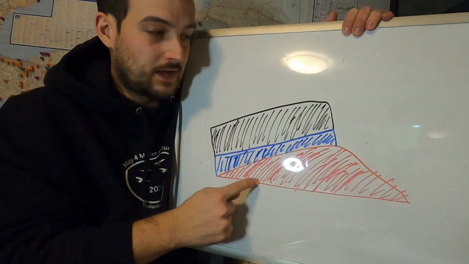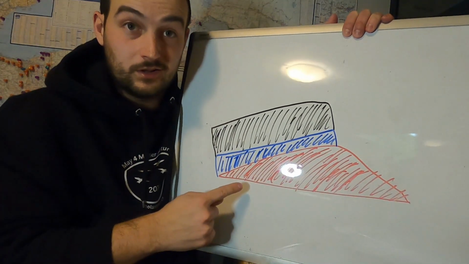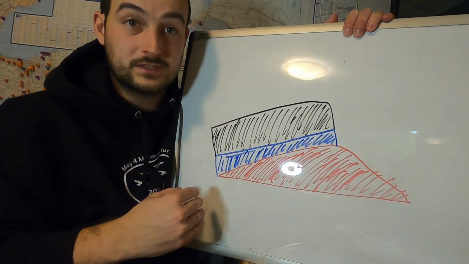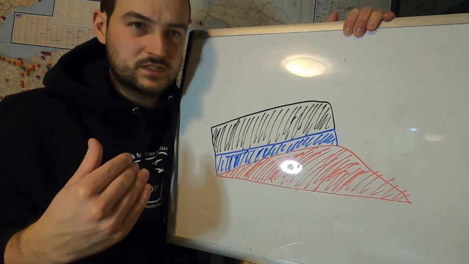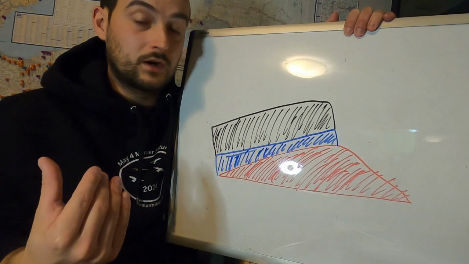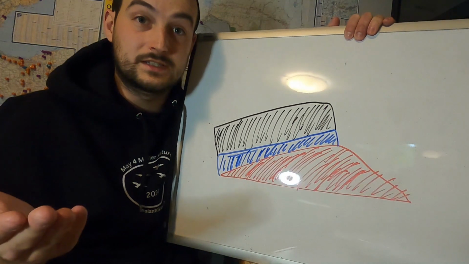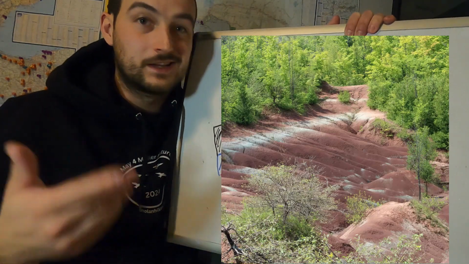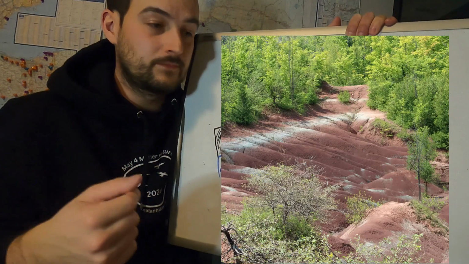So the red, that is the Queenstone Shale layer. That's the bottom of the escarpment. That's pretty constant throughout the entire escarpment, no matter where you are. The best example where you can see this is the Cheltenham Badlands. I still don't know how to pronounce that, but I'll put a picture up.